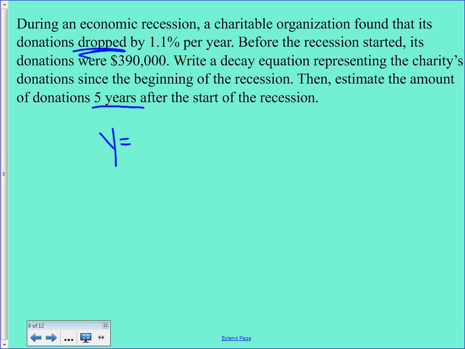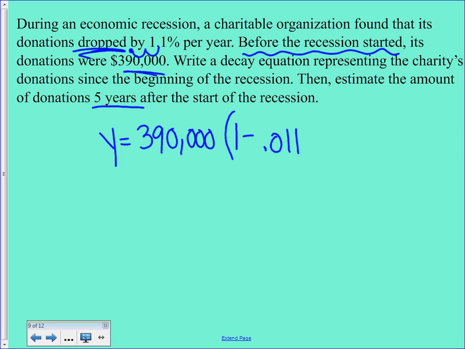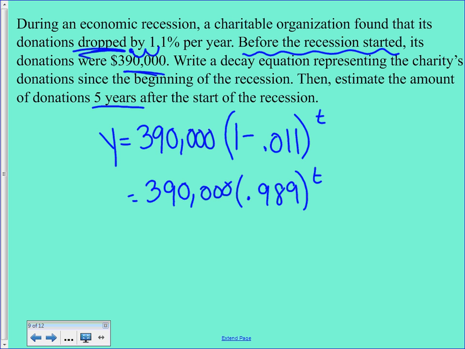So y is equal to, then we look before the recession started. So this is representing our starting point right here, this $390,000. That's our starting point. And then it's dropping by 1.1% per year. So we have to change that into a decimal. So I'm subtracting off 0.011 in the parenthesis, and that's going to be raised to some time t. So then when I write out the equation, I can subtract what's in the parenthesis. When I subtract what's in the parenthesis, I get 0.989 raised to the t power.